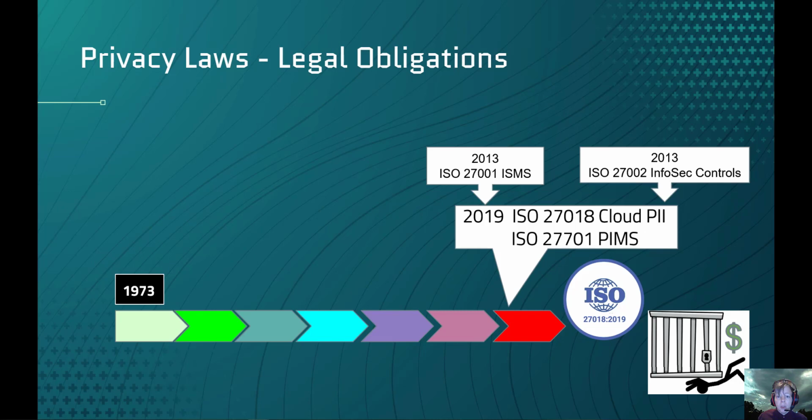This document is applicable to all types and sizes of organizations, including public and private, government entities, and nonprofits, which provide information processing services as PII processors via cloud computing under contract to other organizations.